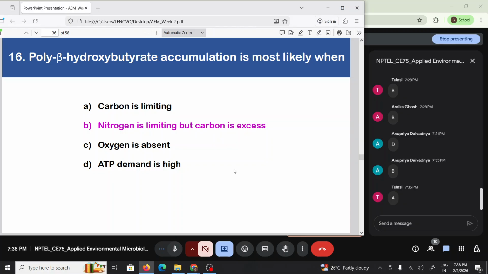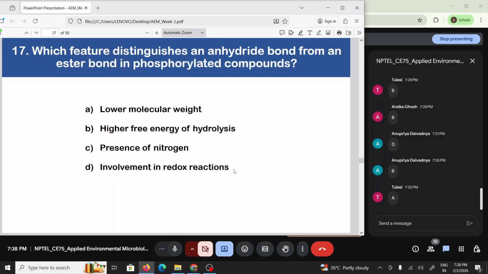The most likely condition for PHB production and accumulation is that nitrogen should be limiting but carbon should be in excess, so that the cell tries to store that carbon by the production of PHB. Okay, one more question to understand the chemistry of these energy-rich compounds.